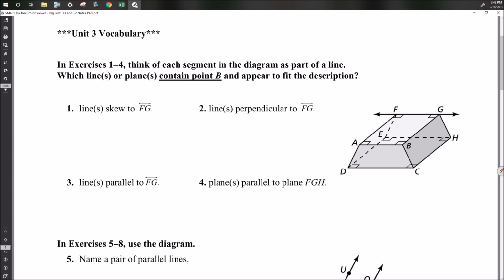So what we're asked to do for 1 through 4 is it says think of each segment in the diagram as part of a line. So we'll be naming lines or planes that contain point B and appear to fit the description. So we need to name lines in number 1 that contain B. So we're going to call them line B something. Same thing for perpendicular to line FG. So it's going to be line B some other point. Remember, we name lines by 2 points on that line.